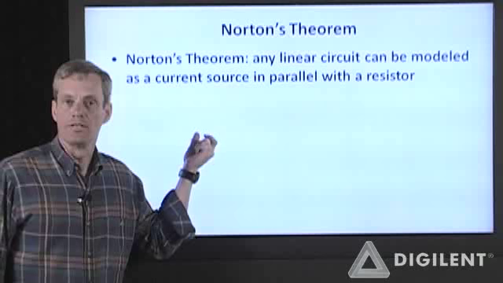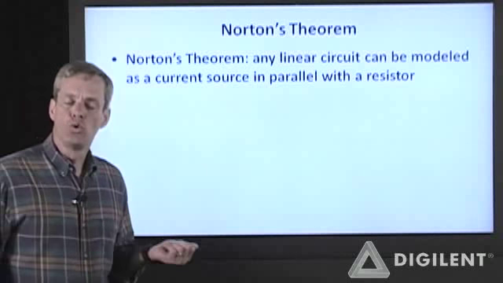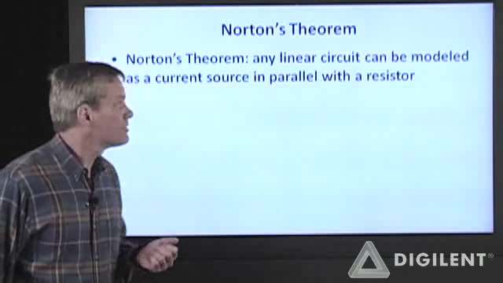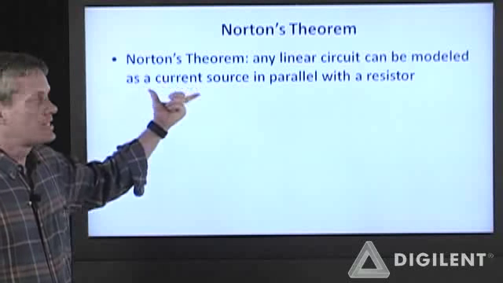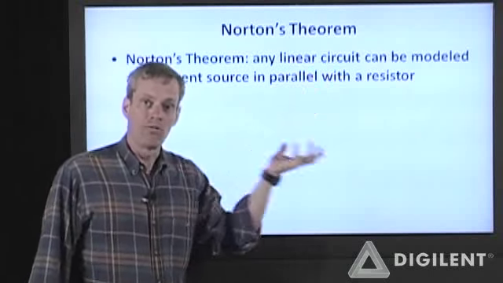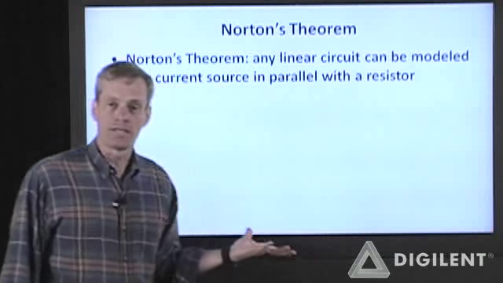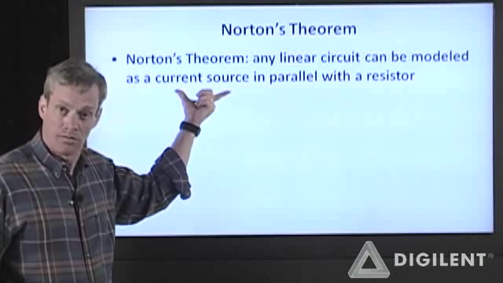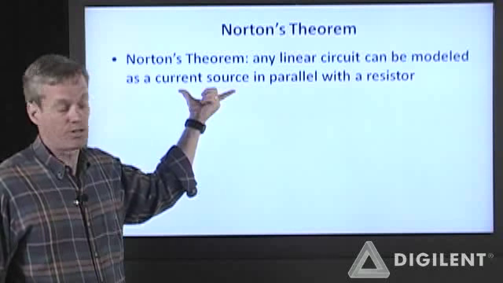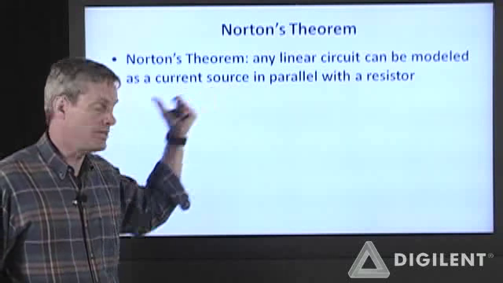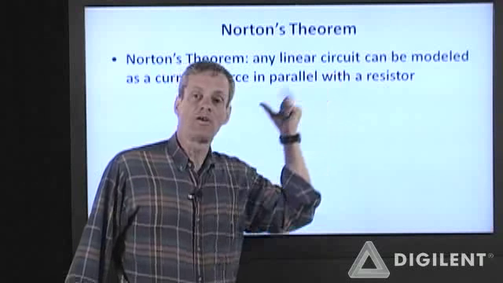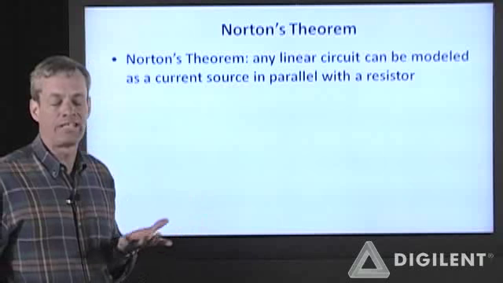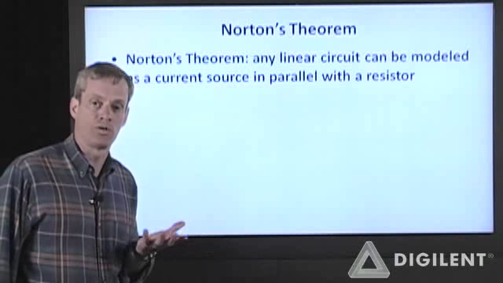Now let's look at Norton's theorem. Norton's theorem is kind of a dual to Thevenin's theorem. It looks very similar with some modifications. Norton's theorem says that any linear circuit, okay, we're still talking about the same kind of circuits that Thevenin's theorem dealt with, can be modeled as a current source. So now we've got a current source in our Norton circuit rather than a voltage source in our Thevenin circuit, which is in parallel with a resistor. So I have a parallel combination of a current source and a resistor rather than a series combination of a voltage source and a resistor.